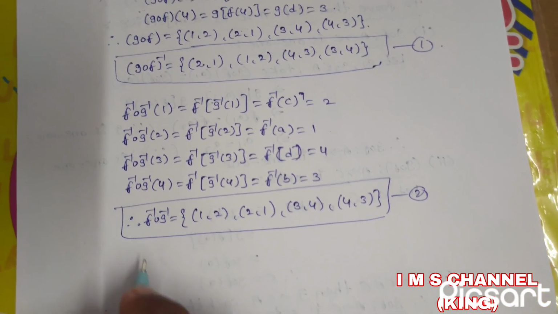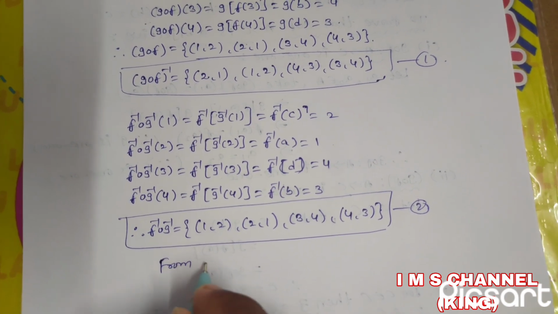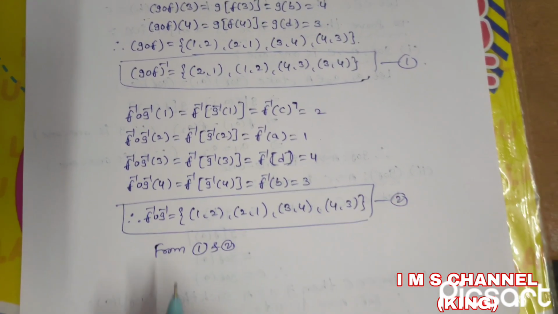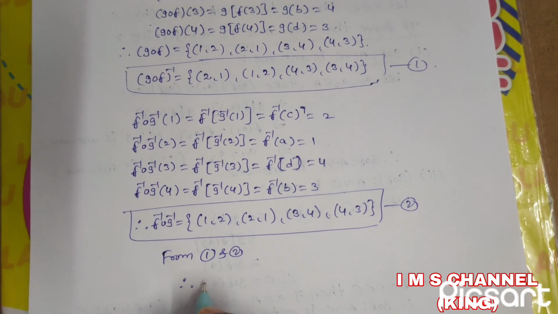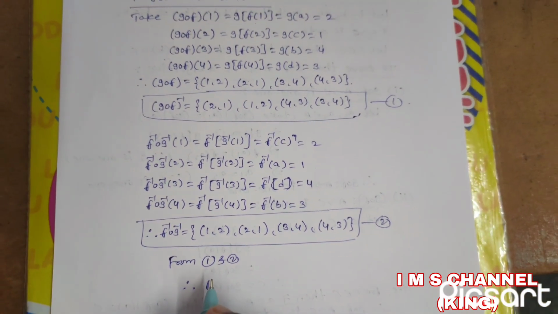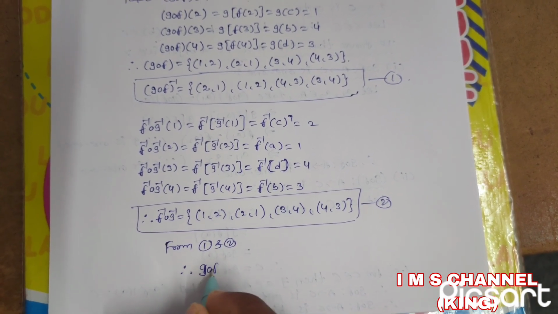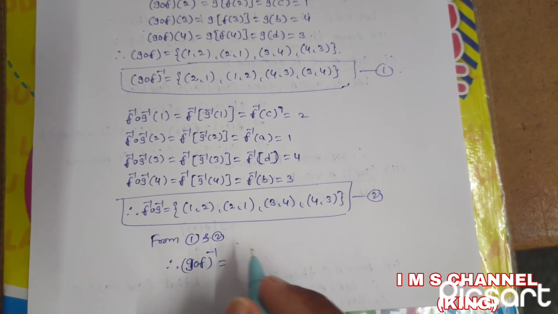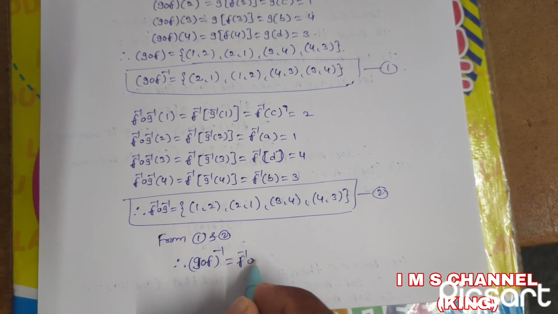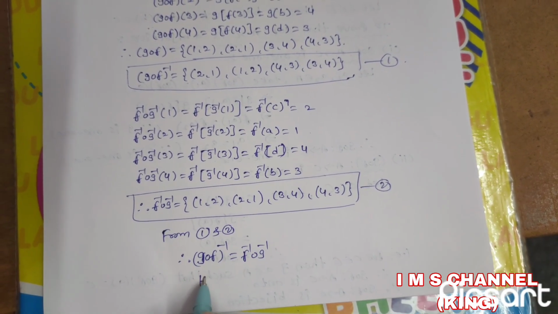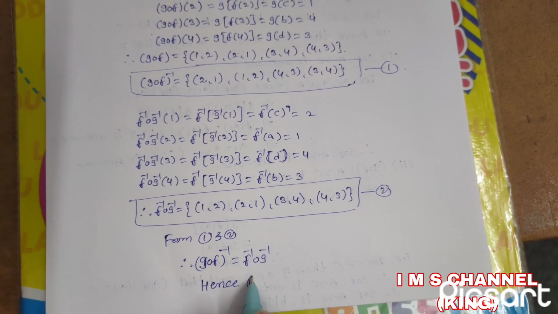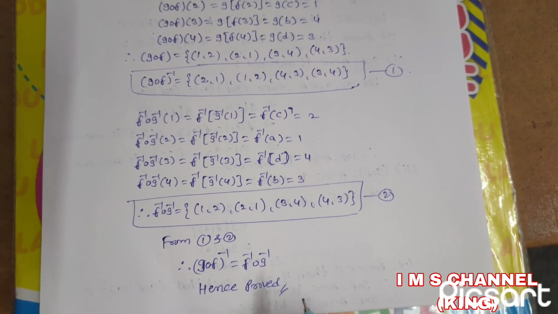From equation 1 and 2, 1 and 2 both are equal. So therefore (G circle F) whole inverse is equal to F inverse circle G inverse. Hence proved. Okay, thank you.